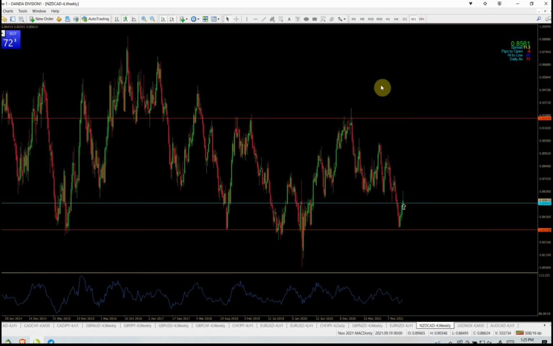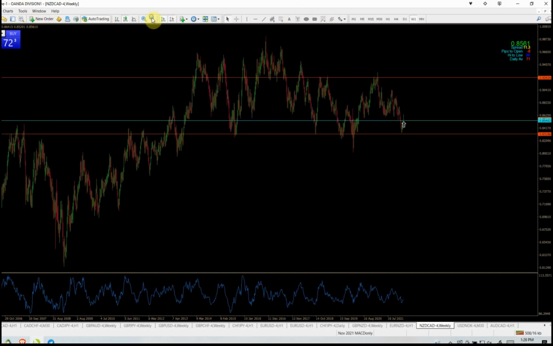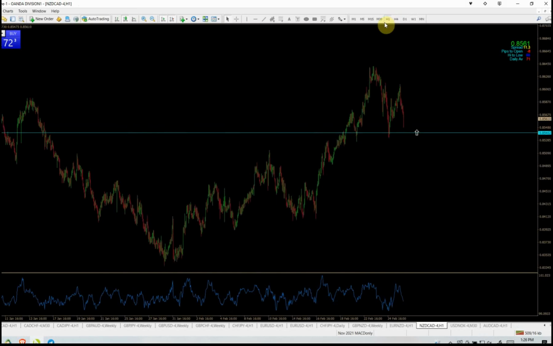So here's the Kiwi Canadian. We had this range here. It looks like we've bounced off of it. Let's zoom out a little bit on this one, and you can kind of see the range in here. This is not one of my favorite pairs to trade. It's a pretty low volume pair, but it is something to at least look at.